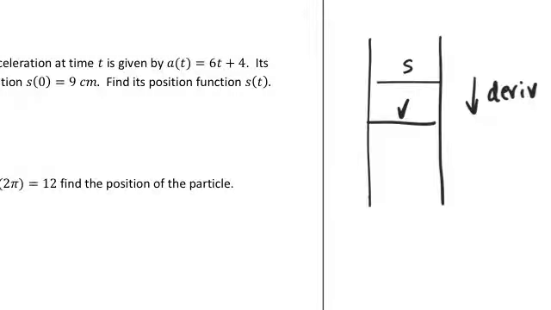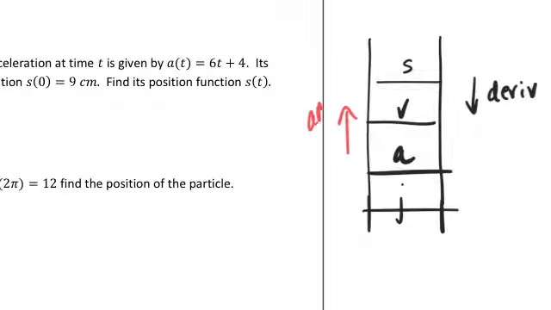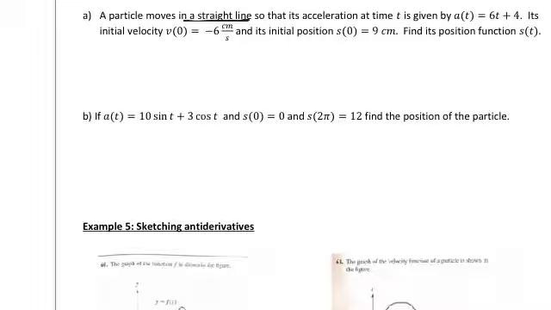The rate of change of position is velocity, and the rate of change of velocity is acceleration, and the rate of change of acceleration is jerk, right? So we have our famous Svag ladder from IKEA. But we now know that we can go up the ladder by taking an antiderivative. So the antiderivative of acceleration is velocity, and the antiderivative of velocity is position, right?